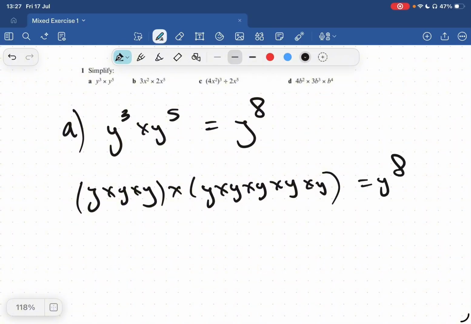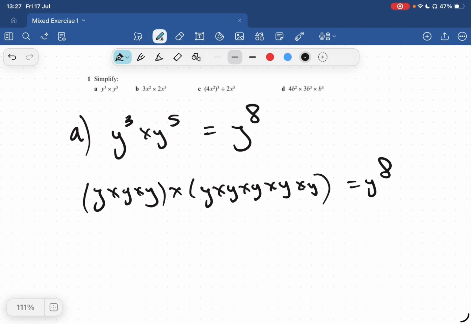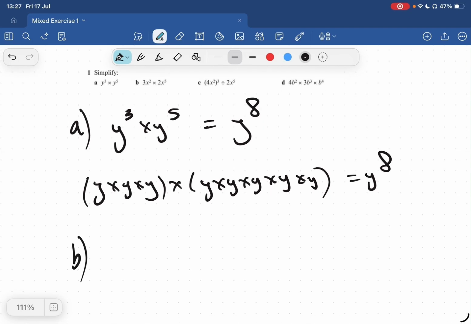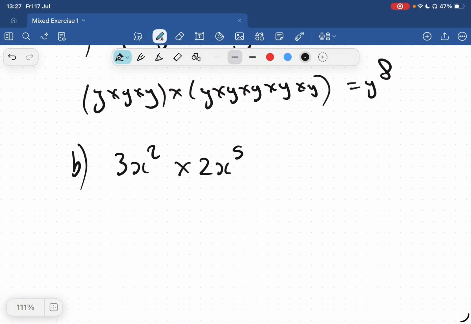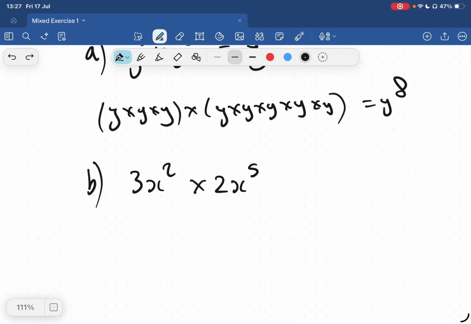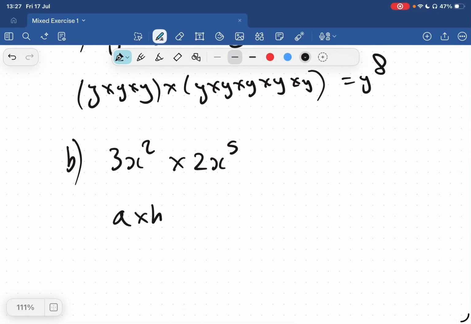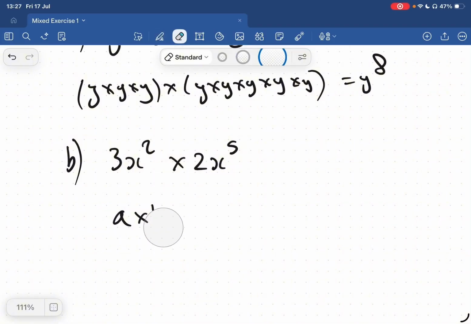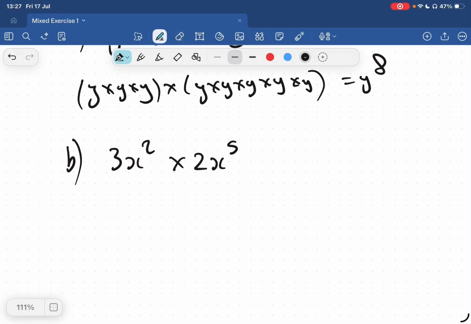And if you didn't get taught that from GCSE, that's why we're adding them. So always think back to that if you forget. Next one, we've got 3x squared times 2x to the 5. And we know that when you're timesing a times b, that's the exact same as doing b times a. Another way of saying that is order doesn't matter when we times two numbers together.